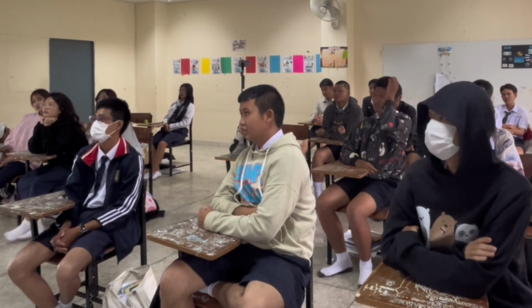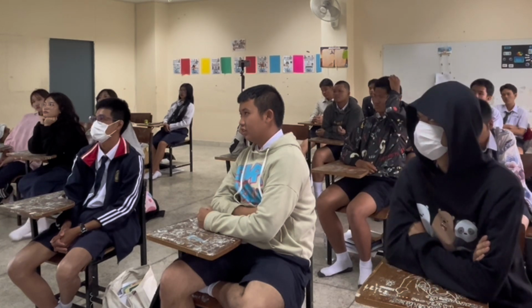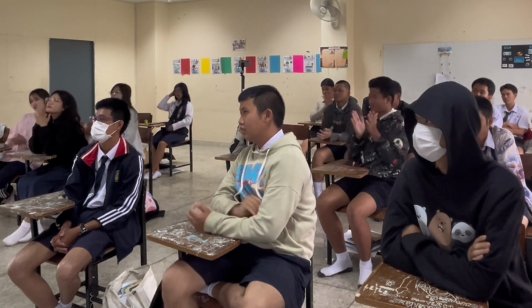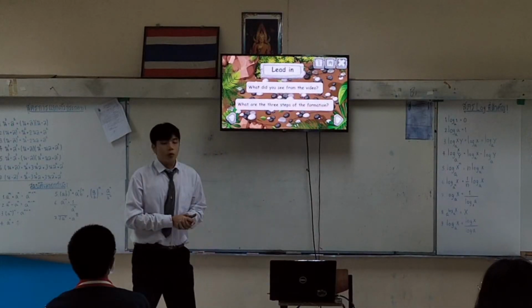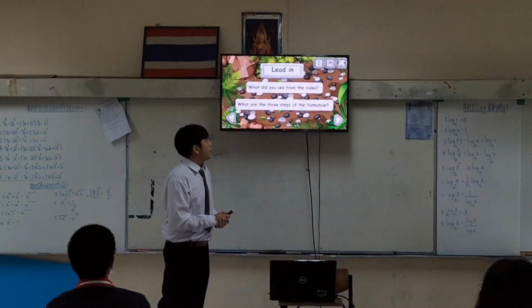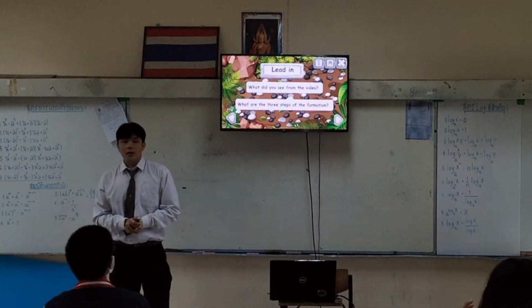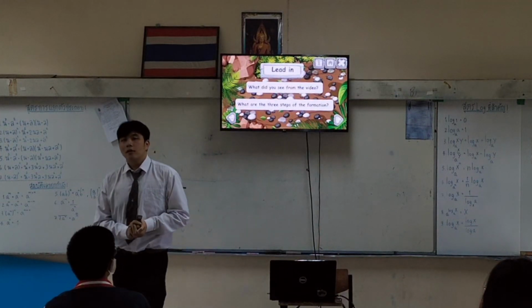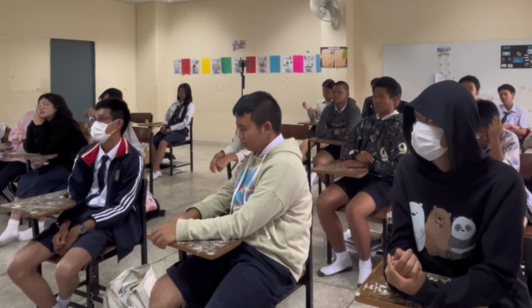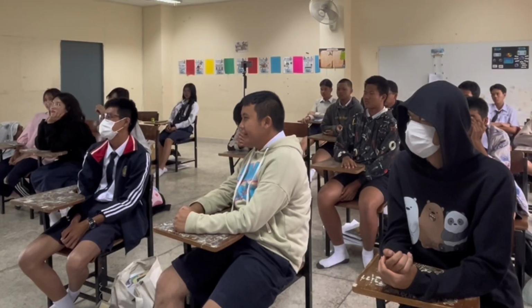Sedimentary rocks. Yes. Sedimentary rocks. Yeah, that's very good. Clap your hand for it, please. Okay, good. And for the second question, what are the three steps of the formation? I will ask Titan. Titan, what are the three steps of formation? Inversion, compression, and diversion. Oh, clap your hand for Titan, please.